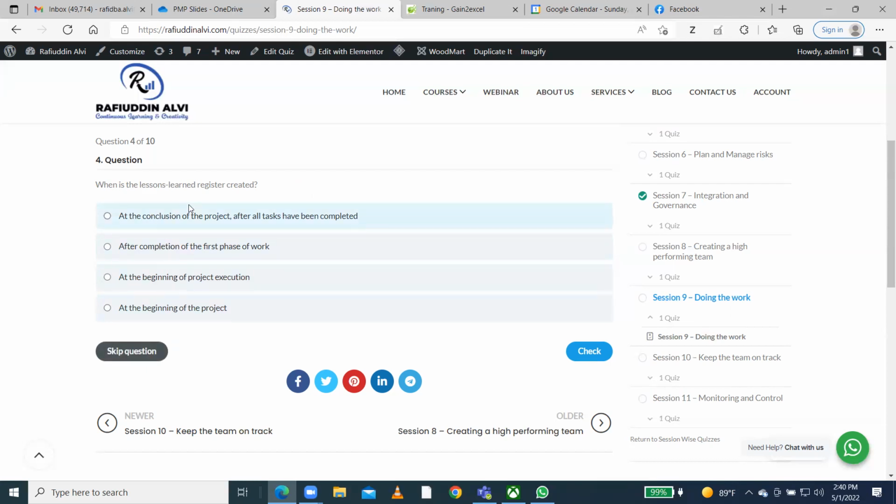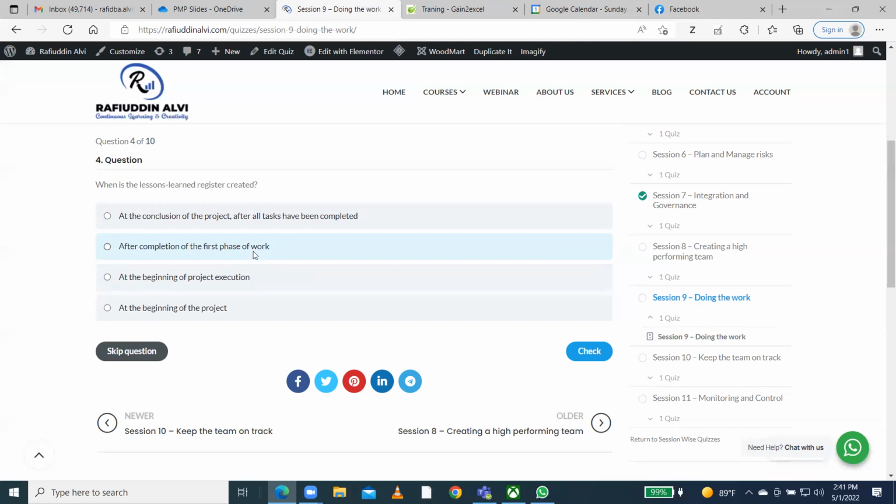Okay. When is the lessons learned register created? You have not done this one. The options are: at the conclusion of the project after all the tasks, after completion of the first phase of work, or at the beginning. Second one? After the completion of the first phase of work, on what basis actually? Like, for example, the first phase of work.